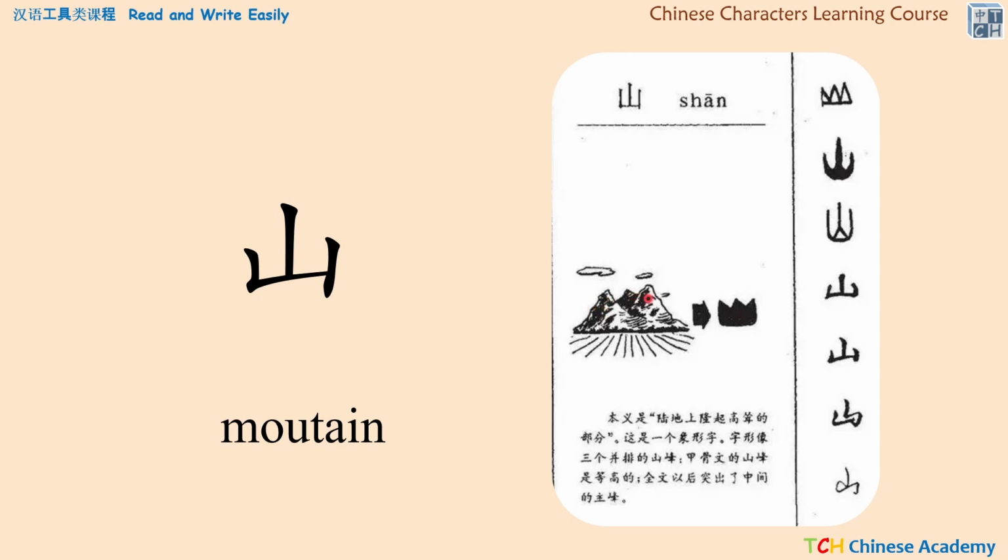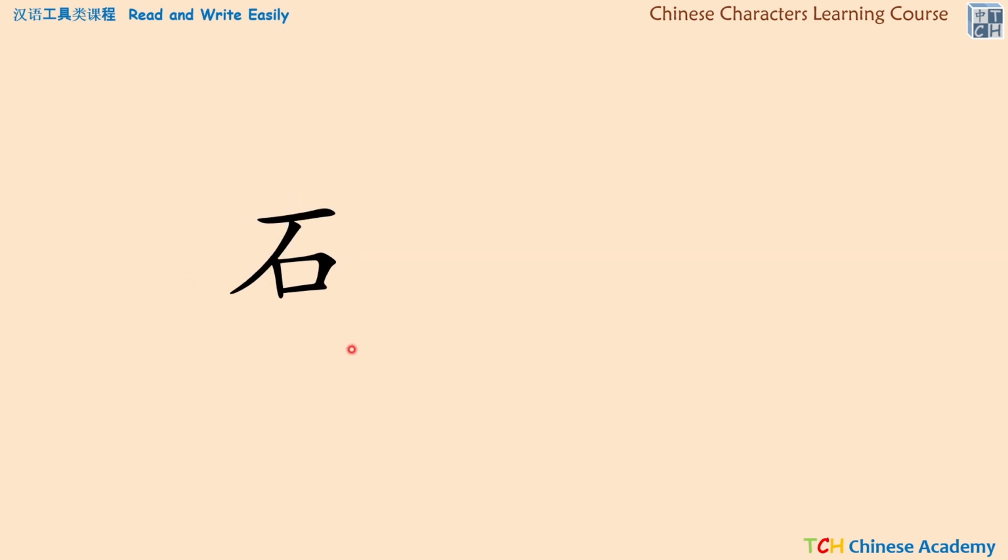Look at the picture. These are the peaks of the mountain. So there are three vertical lines indicating the peaks. In the very beginning, these three peaks are about the same height. As it evolves, this middle one is longer and stands out, which better depicts the mountain's peaks, higher and lower. So these forms are all the evolution of this character mountain, which is pronounced shan, shan, the mountain.